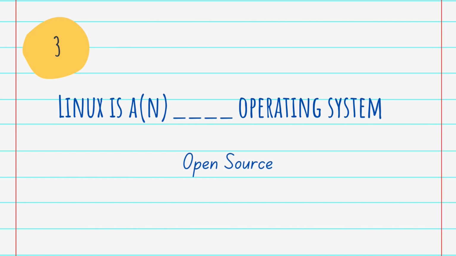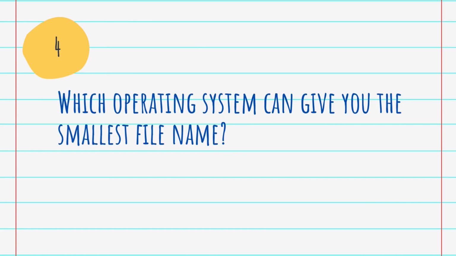Question number 3. Linux is an operating system. And the answer is open source. Linux is an open source operating system. Open source operating system means its code is designed to be publicly accessible. Anyone can see the code, modify it, and distribute the code as they see fit. And Linux is one of the most widely used open source operating systems. Okay, remember this.